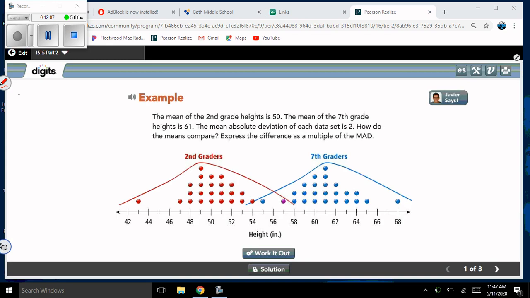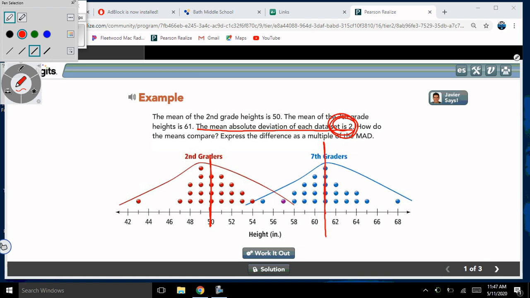All right, so they have second grade kids with a mean of 50. They have seventh grade kids with a mean of 61. The mean absolute deviation of each set is 2. So they're already telling you that the MAD is 2. How do the means compare? So if we take a look at this, here's my 50, here's my 61, and they're telling us that the MAD is 2. So I'll use a different color here: if the MAD is 2, that means right here is 1 MAD.